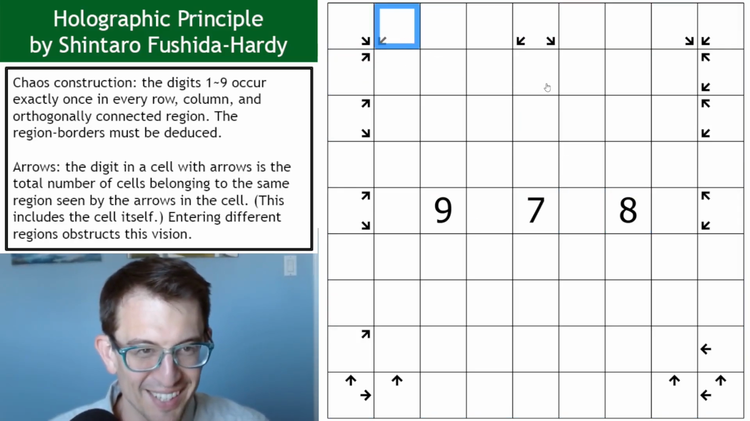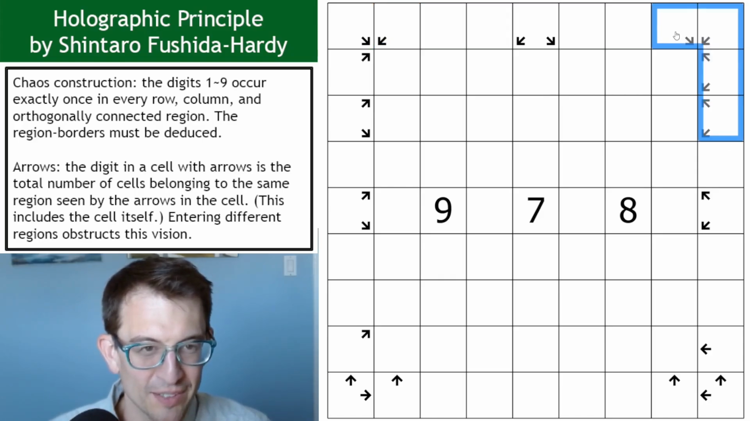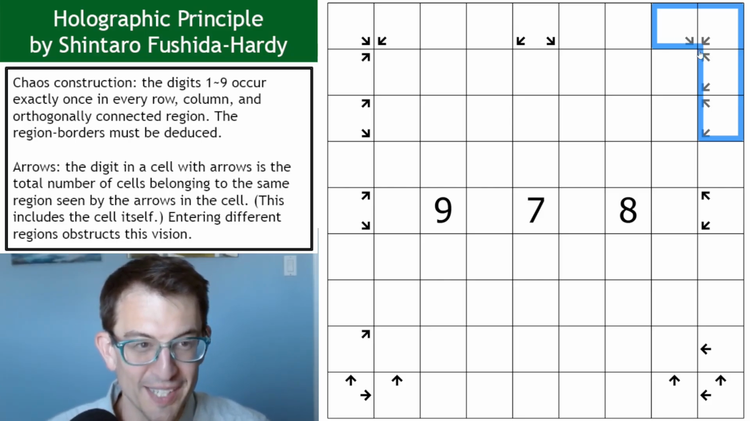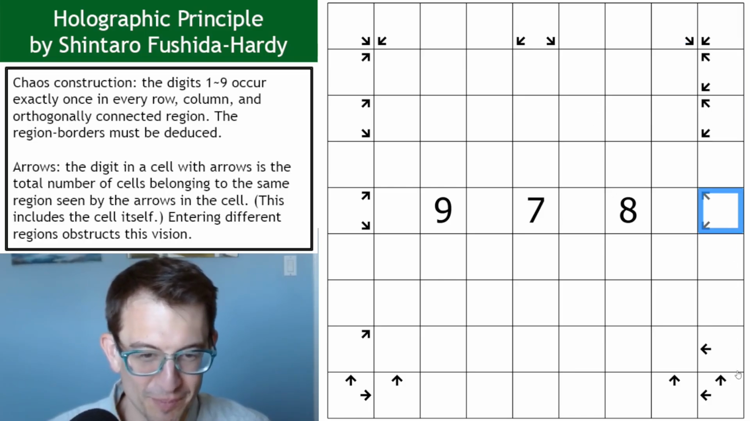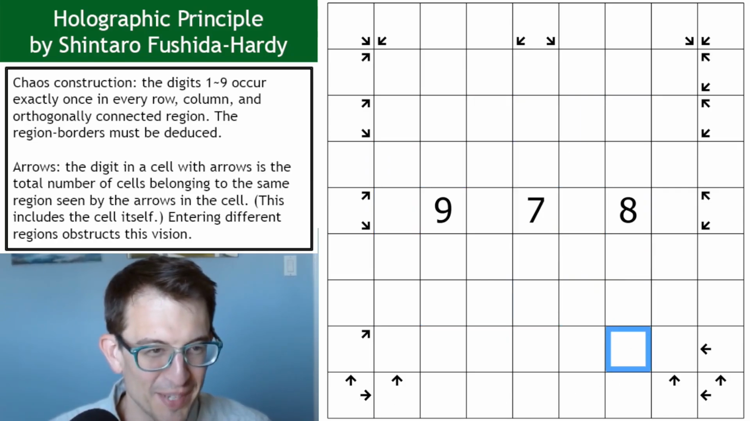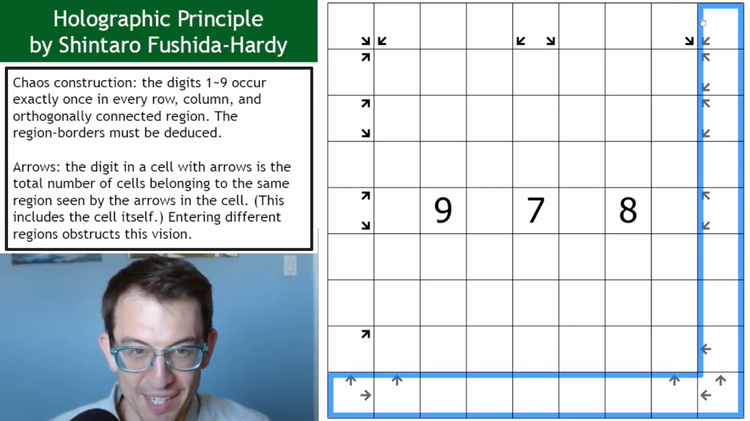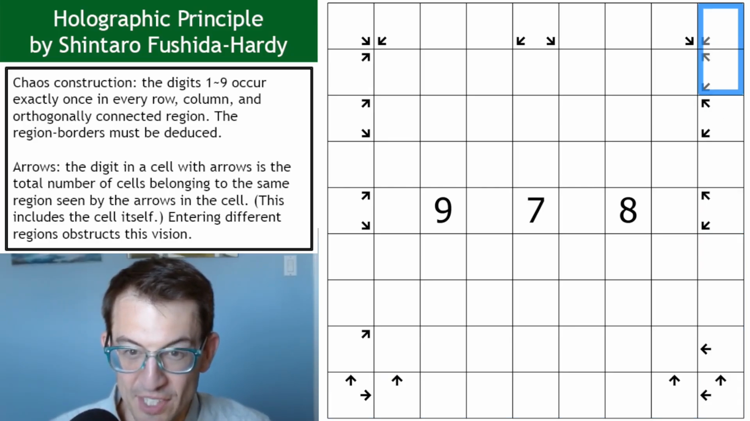And I noticed in the description that the constructor was really trying to get something to solve just from what they call boundary conditions, meaning just something at the edge and everything in the middle just kind of gets filled out from there, which I think is quite cool that this works at all. So we'll see. But anyway, the arrows on the edge, what do they say? They say the digit in a cell with arrows is the total number of cells belonging to the same region seen by the arrow in the cell. This includes the cell itself.